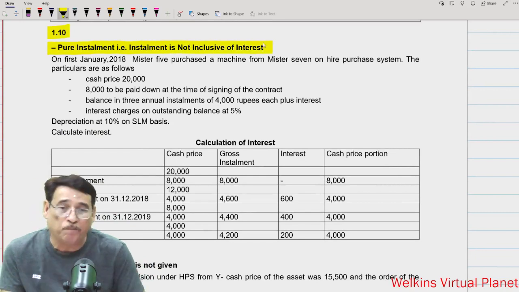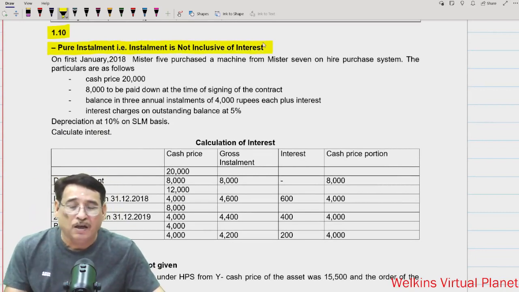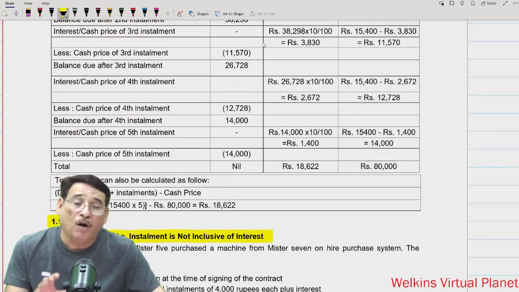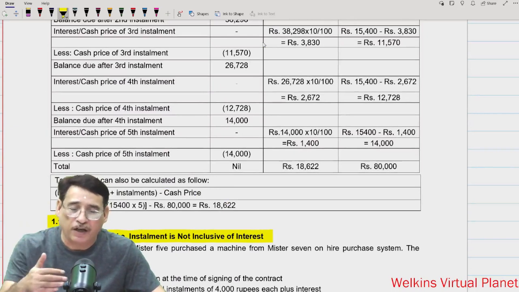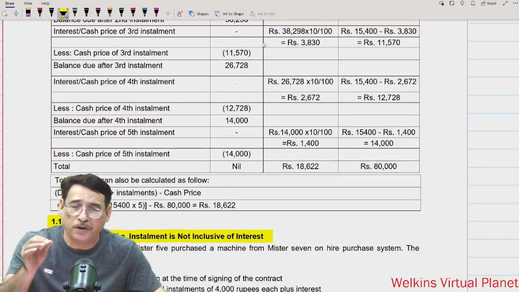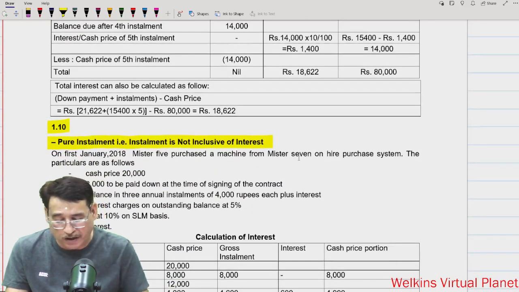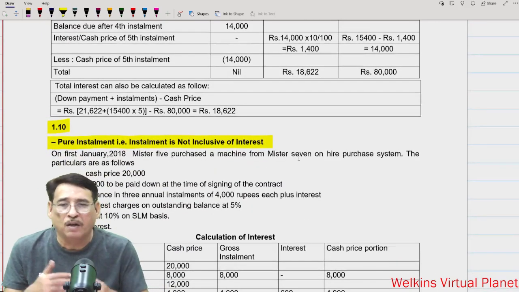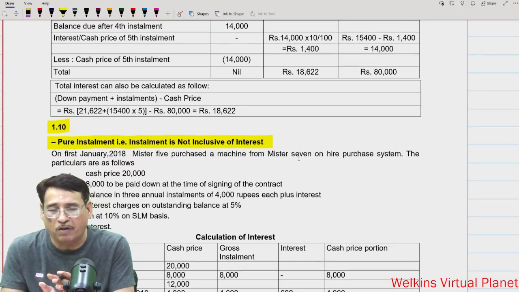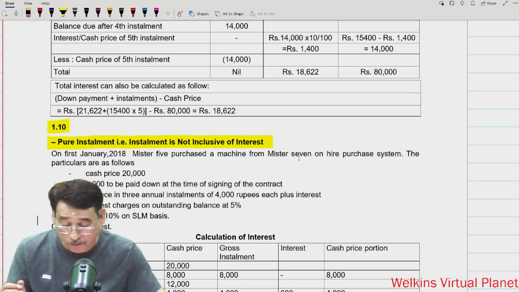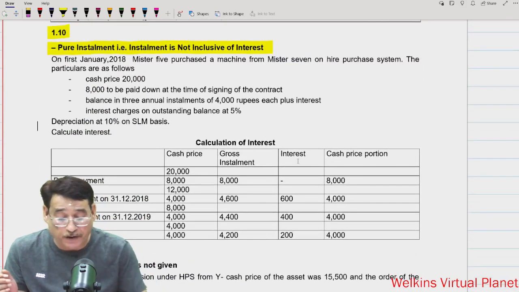What do we mean by pure installment? Earlier, questions 1.1, 1.2, and even up to 1.9, all these questions can be termed as the gross installment case. And now we will take the pure installment case. Now, what is the difference between the gross installment case and the pure installment case? I will tell you. First, we go through this particular question.